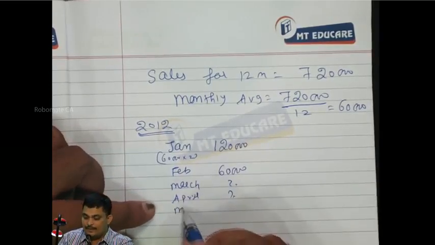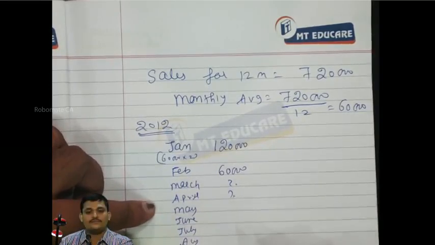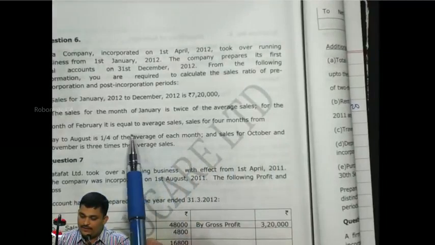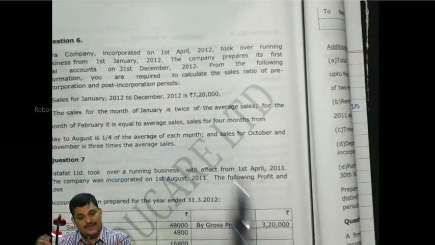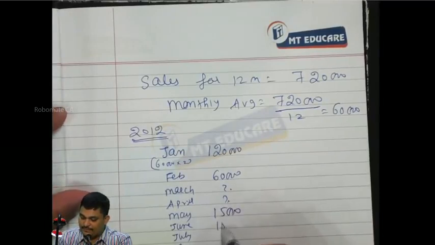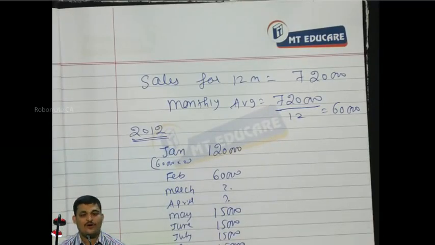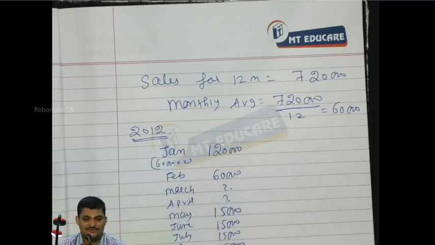Next, May, June, July, August. What are they telling? Sales for 4 months from May to August is 1/4 of the average of each month. So which means it is 15,000. May to August is 1/4 of average sales, not 1/4 of January sales or February sales. Average sales. Are you following? So which is 15,000. Understood?